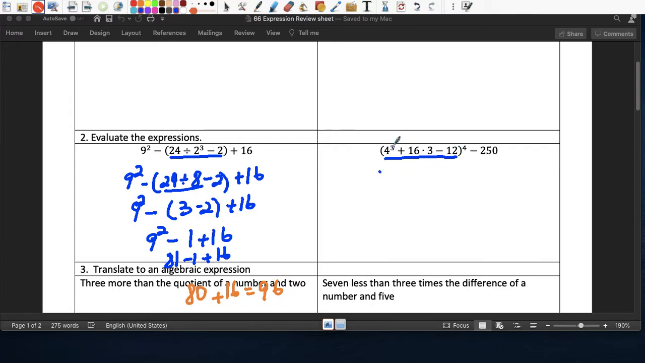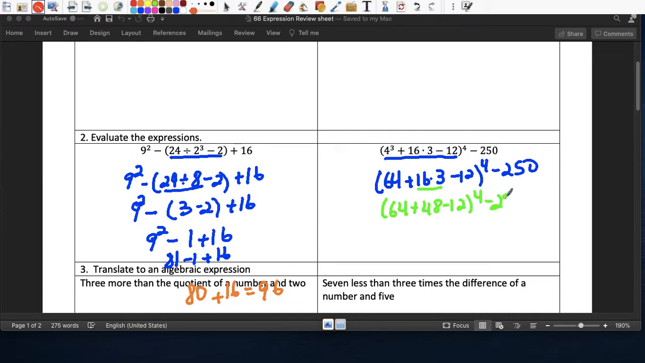Second one, so we're going to take care of this, right? So 4 squared is 64, so we're going to get 64 plus 16 times 3 minus 12, and then don't forget that 4 and minus 250. So we're going to do multiplication, right? 16 times 3, so we're going to copy 64, plus 16 times 3 is 48. Minus 12 to the 4th power minus 250.